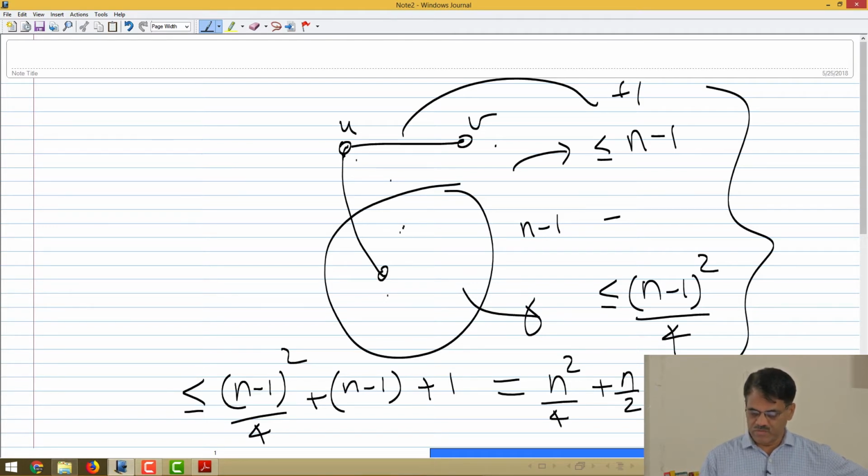Yeah, minus n by 2 plus n. So it is n by 2, this cancels. That is exactly what we wanted. We are looking at a graph on n plus 1 vertices, right.